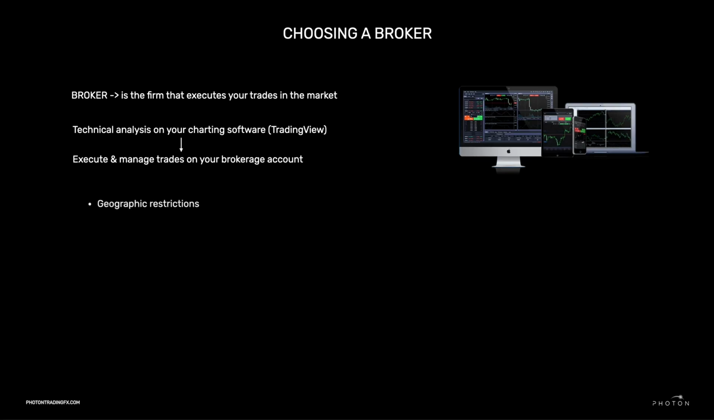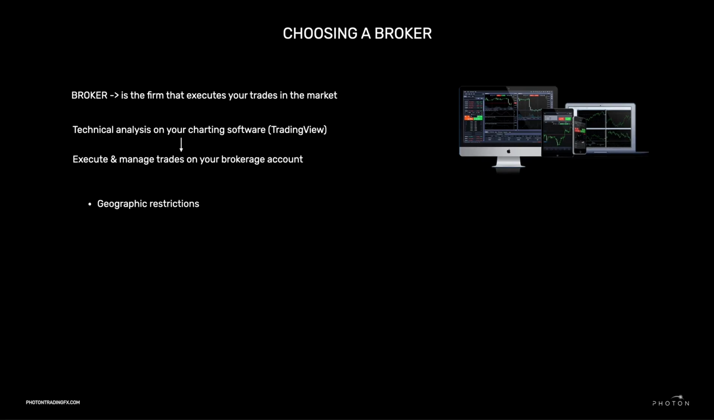The first of those is any geographic restriction. What I mean by that is it can hugely depend on where you live in the world, because some brokers restrict accounts to certain geographic locations. So the first thing to check is, can you even open an account with the broker that you're looking at in whatever country, state, or province you live in?